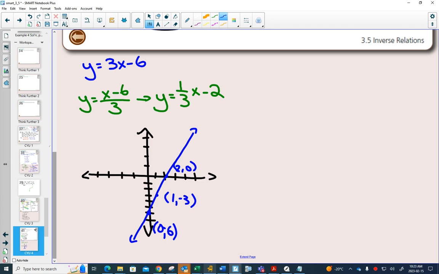My green graph has a y-intercept of negative 2 and a slope of 1/3, meaning it goes up 1 over 3, up 1 over 3. And I can label these points 0, negative 2, 3, 1, 6, 0.